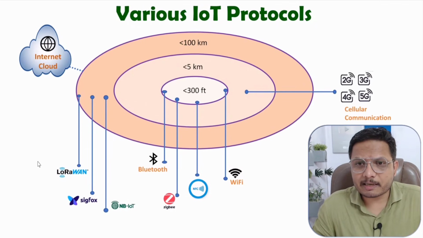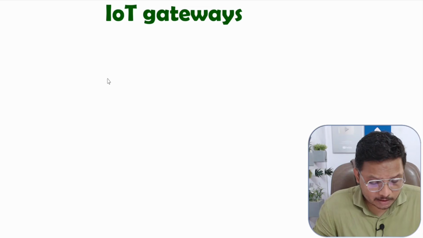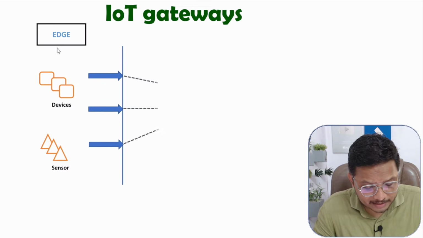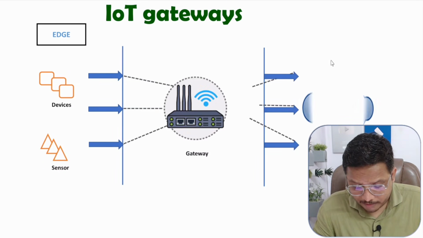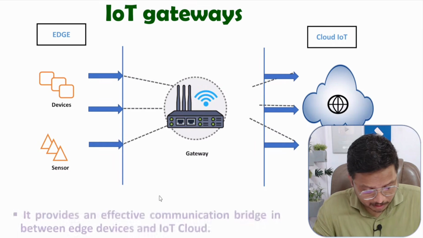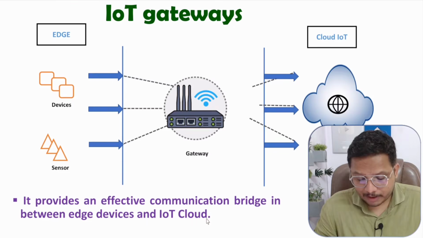Now, let me discuss how we have IoT gateways. IoT gateways provide interconnection of edge devices to the IoT cloud, right? So here we have the IoT cloud. Here we are having edge devices, and IoT gateways will provide smooth interconnection of these devices with the IoT cloud, right? So IoT gateways give the connection between edge devices and the IoT cloud, right?